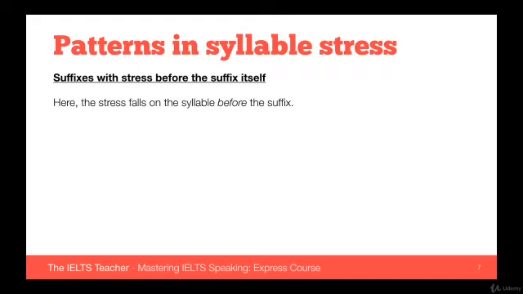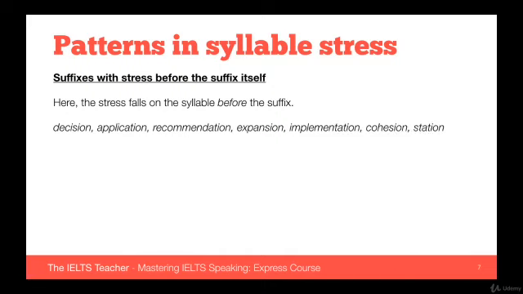And now let's look at where stress appears before the suffix. So here the stress falls on the syllable before the suffix. That does not necessarily mean that the stress appears in the beat before the last beat, the syllable before the last syllable. It just means that it appears before the suffix. Let's have a look at some examples, starting with shun: decision, application, recommendation, expansion, implementation, cohesion, station.